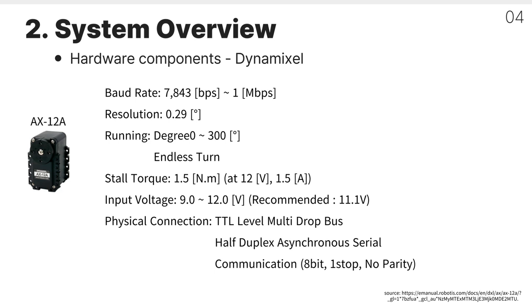The stall torque of the AX12A is 1.5 newton-meter, which is about 0.5 times stronger than the widely used MG996R servo motor. The operating voltage ranges from 9 to 12 volts, with 11.1 volts being the most commonly used. It utilizes half-duplex TTL level serial communication for data transmission.